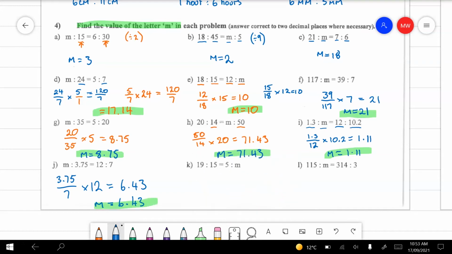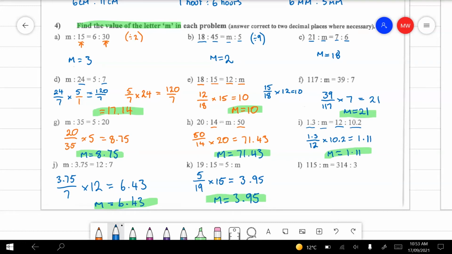Okay, next one. How did I turn 19 into the 5? The 5 is the smaller of the numbers. It's going to go on the top because it's sitting next to the M. Times that by 15 to find out what M is. It will be 3.95. So answering properly, M is 3.95. Choose my highlighter this time so I don't cross out my answer.